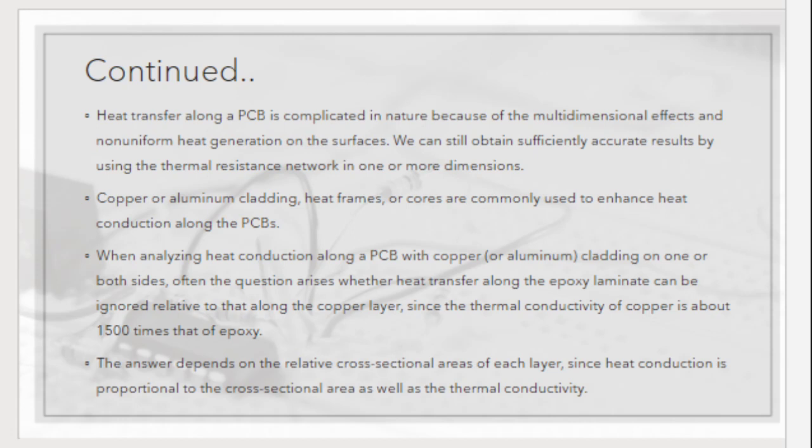When analyzing heat conduction along a PCB with copper or aluminum cladding on one or both sides, often the question arises whether heat transfer along the epoxy laminate can be ignored relative to that along the copper layer, since the thermal conductivity of copper is about 1500 times that of epoxy. The answer depends on the relative cross-sectional areas of each layer, since heat conduction is proportional to the cross-sectional area as well as the thermal conductivity.